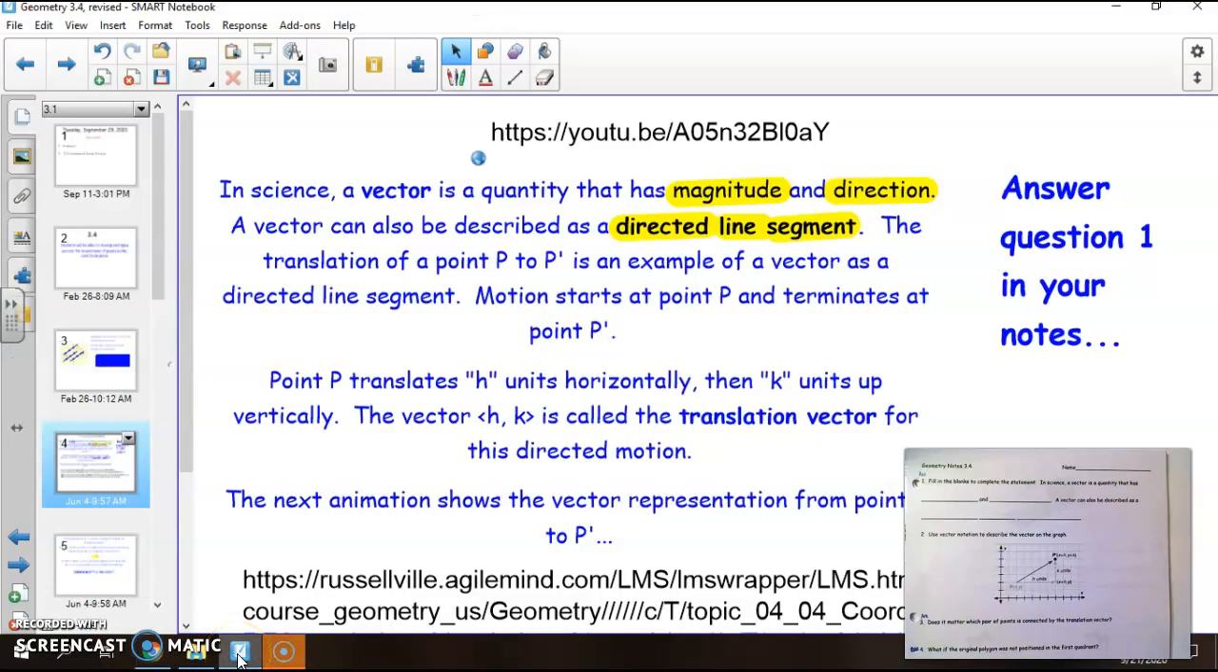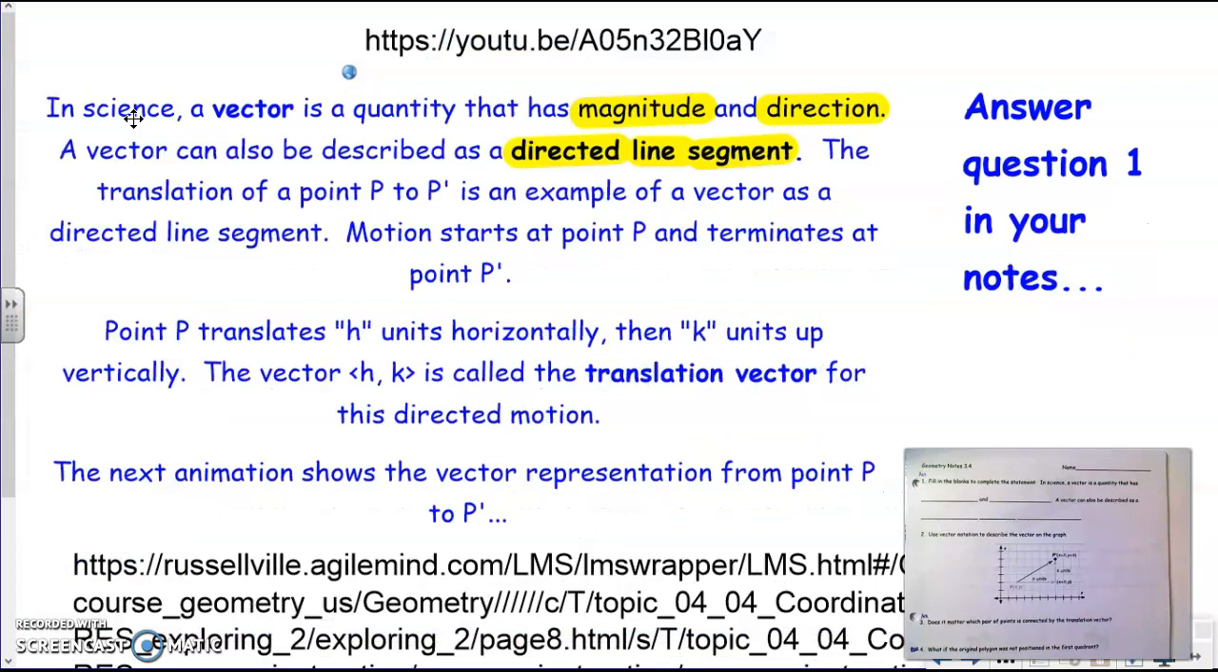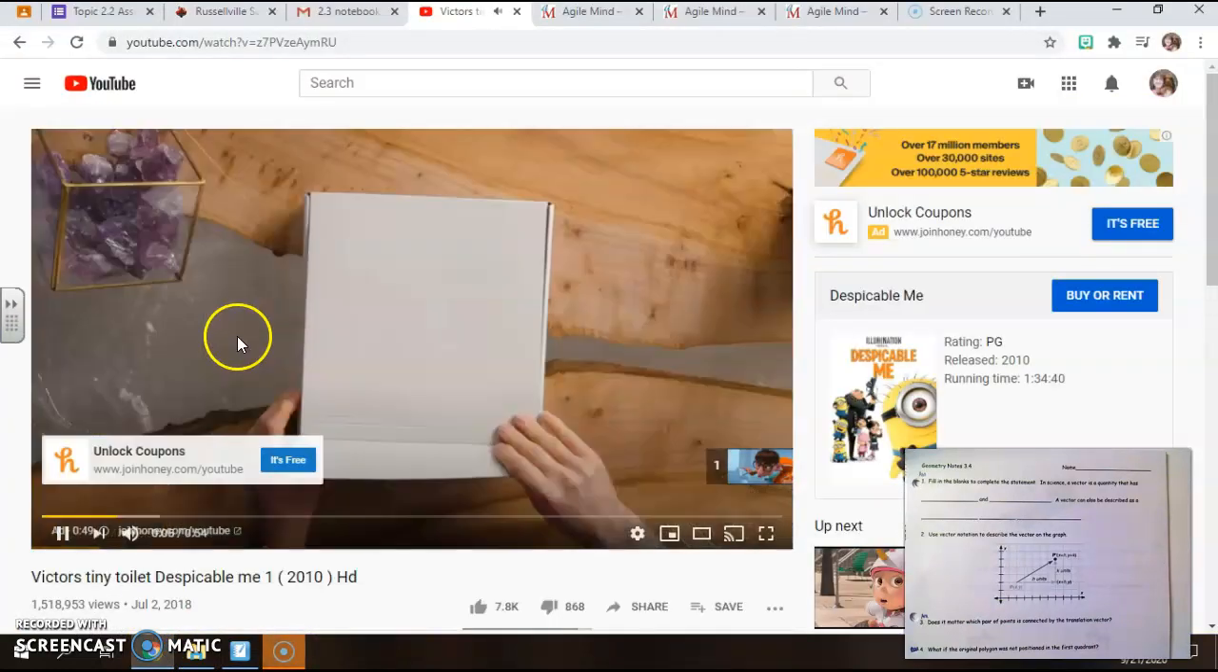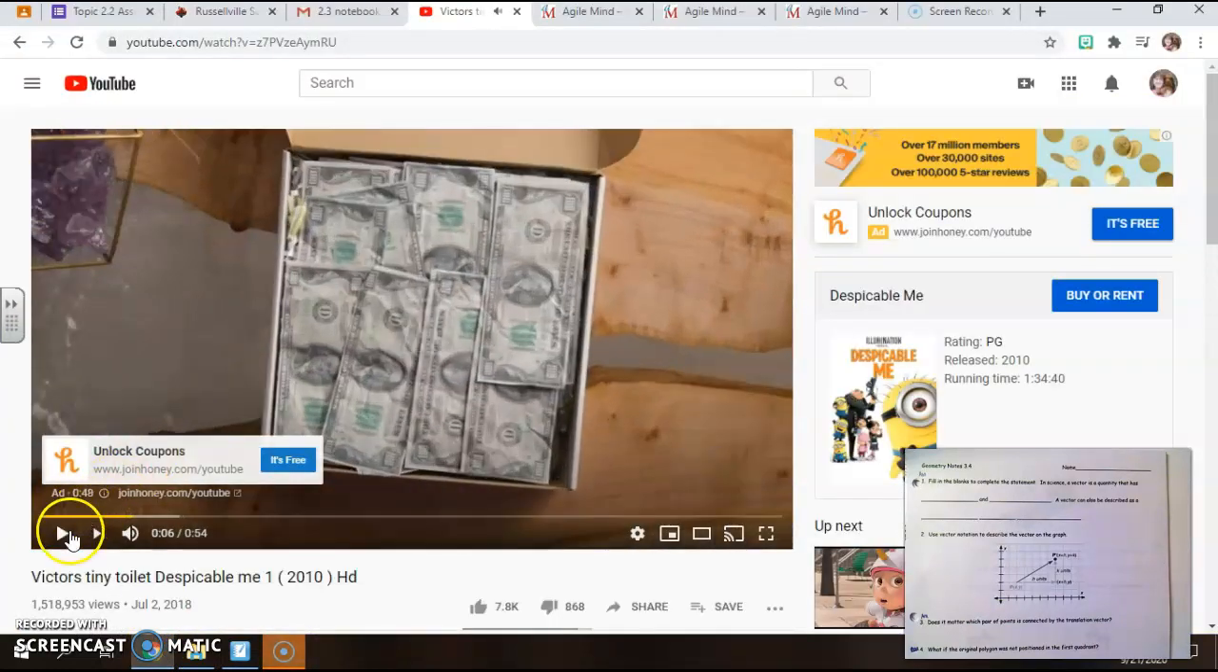All right, I hope you enjoyed that. It's not every day in math you get to watch a little bit of Despicable Me, but Despicable Me introduces us to the term vector. And, oh, I guess I need to turn that off. You're like, I will just keep watching videos, Miss Hale. That is perfectly fine.